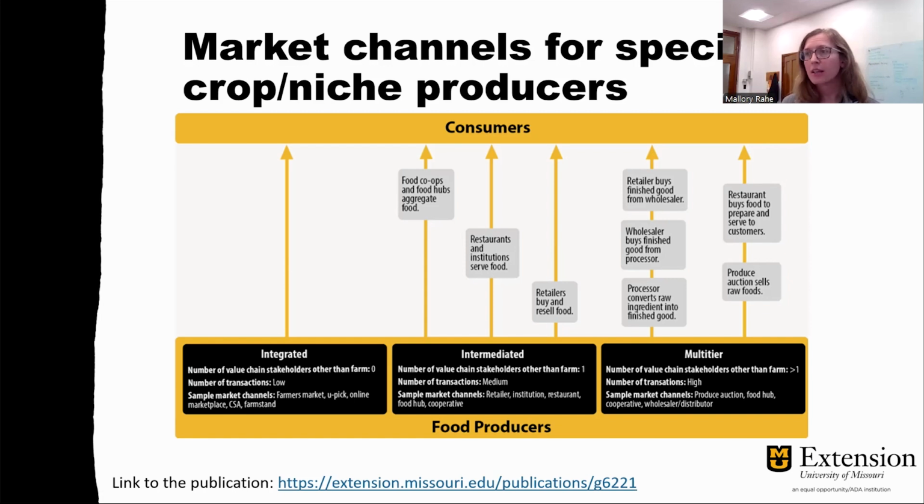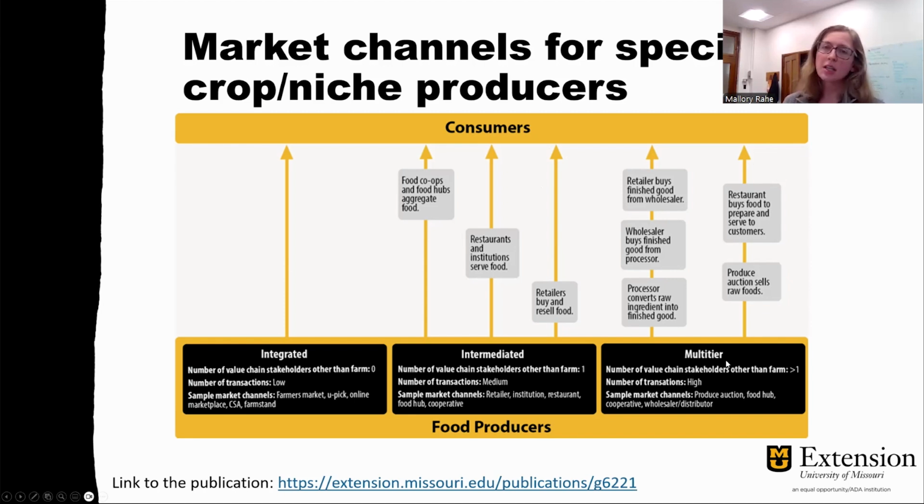There's no intermediary. In an intermediated market channel, there is one person in the middle between the producer and the consumer. You may be using a food co-op or a food hub. You may be working with a restaurant or an institution, or you may be selling to a retailer who then is that public-facing frame to the consumer. And that means that the trade-off here is the producer has a smaller number of people to work with, but they're also giving up part of the overall profit margin to the product.